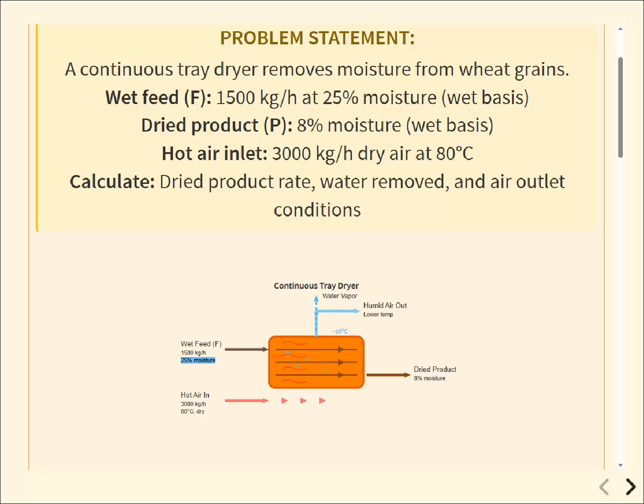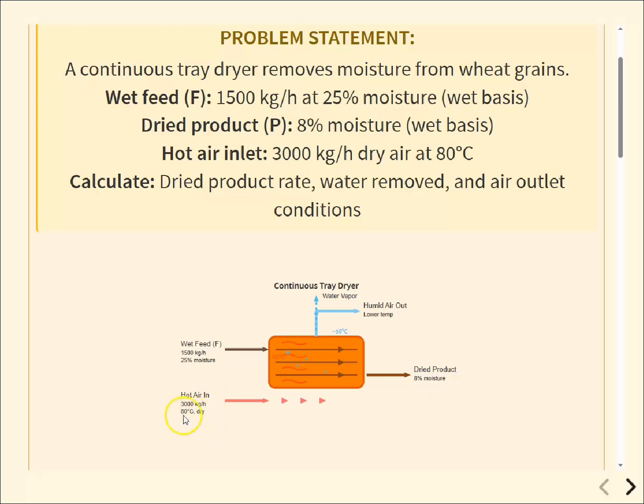So today's problem involves a continuous tray dryer which is commonly used in food processing plants worldwide. Here is our industrial scenario. We are processing wheat grains in a continuous tray dryer. So our feed enters at 1500 kilograms per hour with 25% moisture content on a wet basis. So we need to reduce this moisture to 8%.